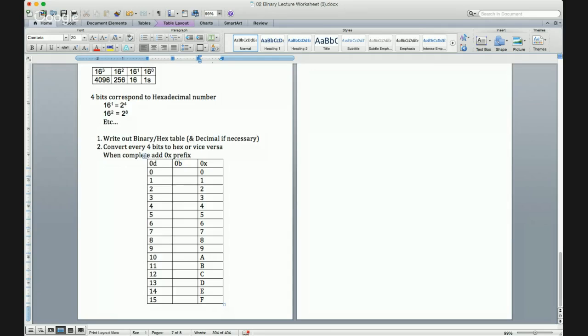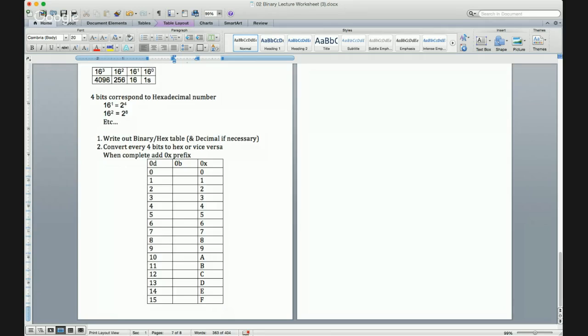Now let's fill in. We're going to count from 0 to 15 in binary. So once you get to 9, you start with the alphabetic after 10? Well, A, B, C, D, E, F. Yeah. And that's it, right?